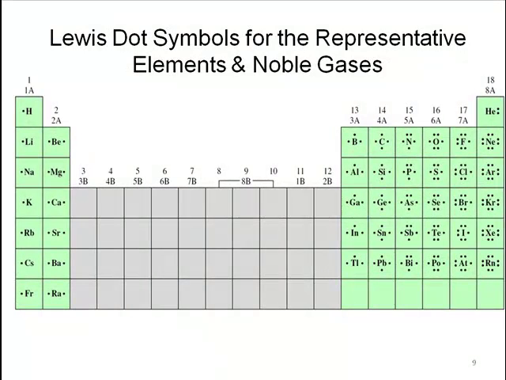Now, Lewis dot symbols for the representative elements and noble gases. You'll see here it's got 1 dot. Here they've got how many? 2. Here how many? 3. Then what? Then what? All of them have 8 except the one on the top. He only has 2 dots on there, which you may not be able to see clearly. So these are the general patterns here for drawing Lewis dot symbols.